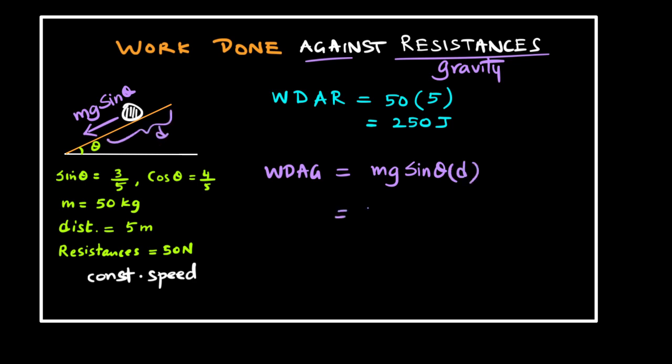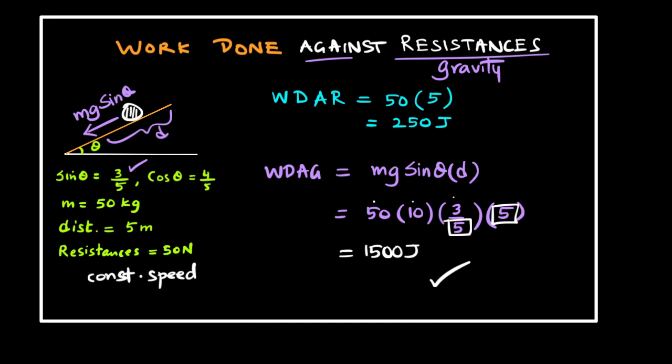So m is 50, g is 10, value of sine theta is 3/5, and the distance that it moves along the plane is 5 meters. So let's simplify things. These two numbers cancel out. 50 into 10, that's 500 into 3. This comes out to be 1500 joules.